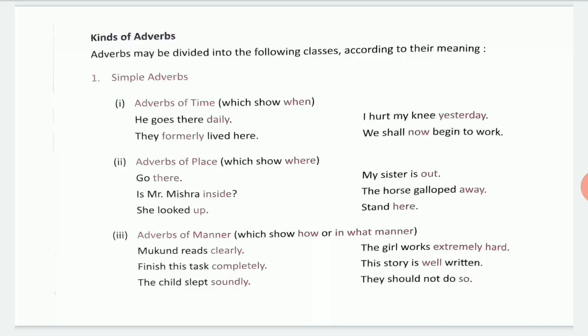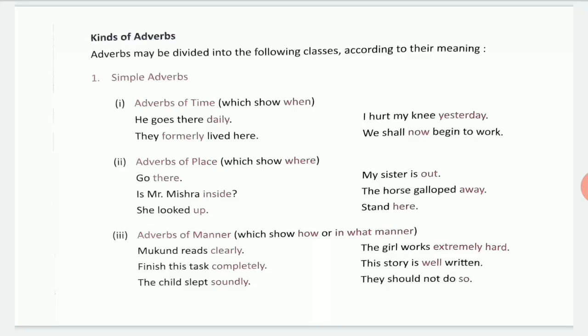Some of the common adverbs of time are yesterday, today, tomorrow, now, then, since, immediately, soon, before, already, ago, late, early. Second kind of simple adverb is adverb of place. An adverb that shows where an action takes place is called an adverb of place. And it answers the question where.